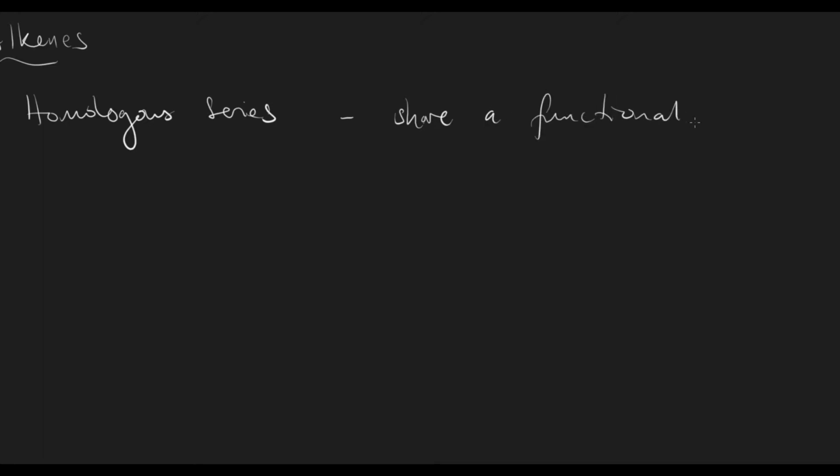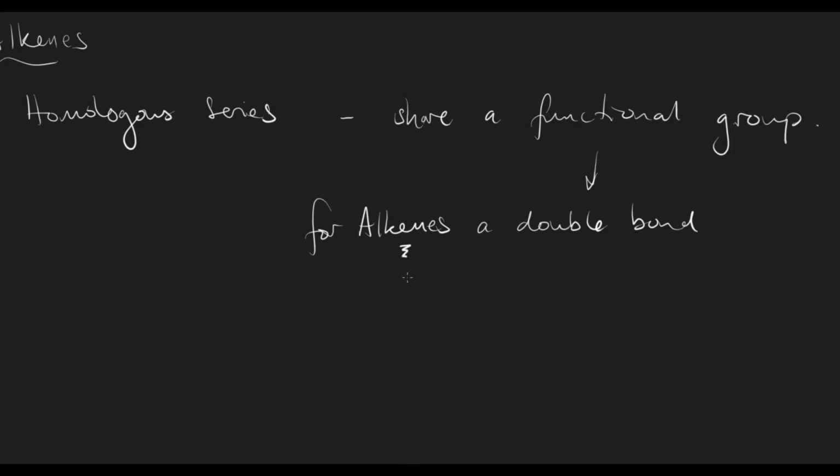So that might be alcohol, it might be carboxylic acid, or in this case, it's a double bond. So in this case, a double bond for alkenes. And you need to be careful because alkenes have an E, and they're very, very similar in name to alkanes, which have an A here. So don't get them confused. Alkenes have the double bond, and alkanes have a single bond. And it's a carbon-carbon bond, so I'll draw those in. So carbon-carbon single bonds on the alkanes, carbon-carbon double bonds on the alkenes.